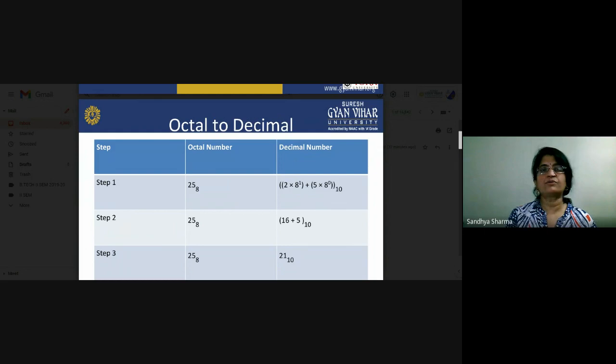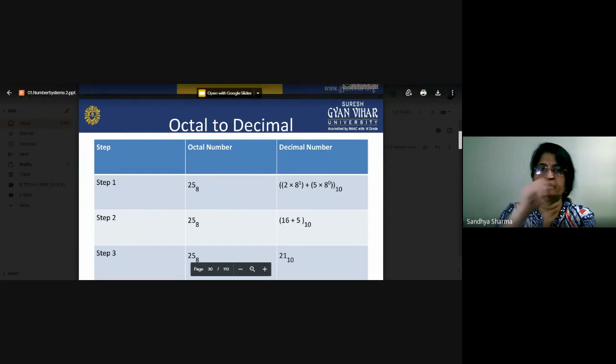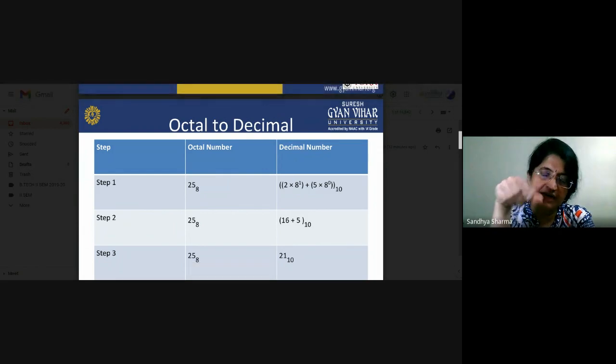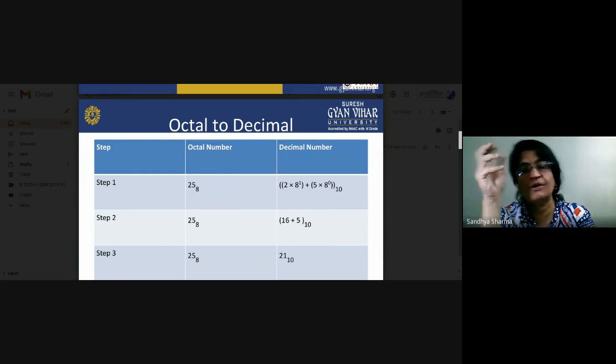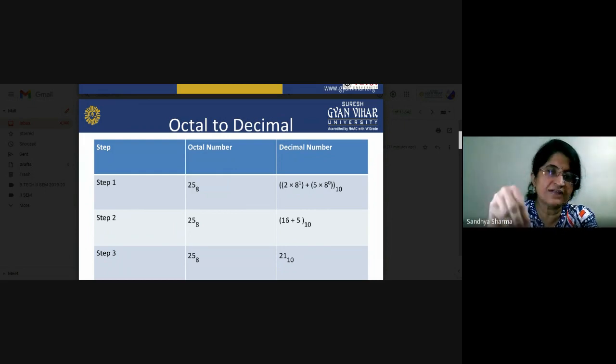Now what about the octal? As you know, octal is a combination of 8 symbols. Any type of number can be represented in octals. So you have to given the 25 octal. Now what will happen here? And what is the base of that octal system? The base of our octal system is 8 to the power 0, 8 to the power 1. So this will happen here.